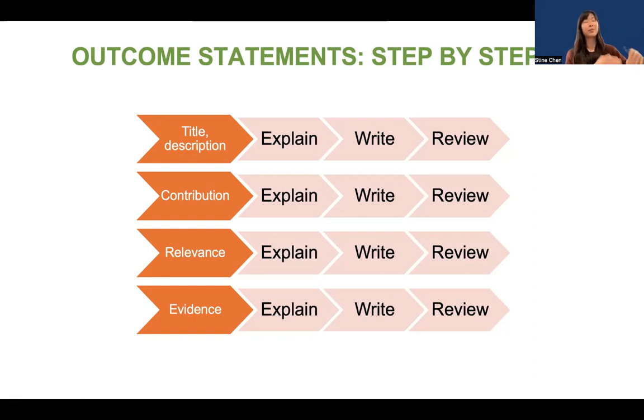So then you encourage the participants to think about the direct connection right away after writing the title. And again, going through each element of the outcome statement, writing, reviewing, and together in plenary, highlighting any main insights. And this is also done for relevance and lastly, evidence. So this step-by-step approach allows us to really break down the outcome statement and focus on what needs to be part of each element.